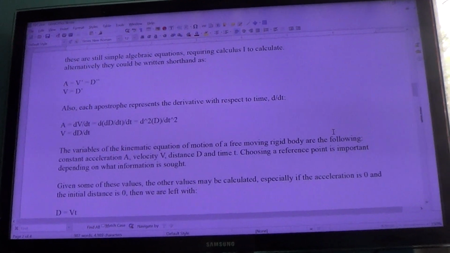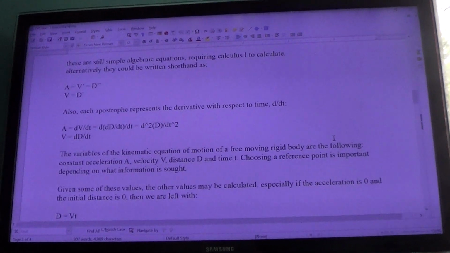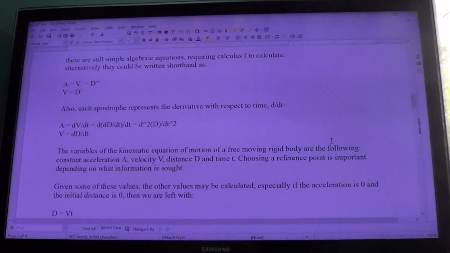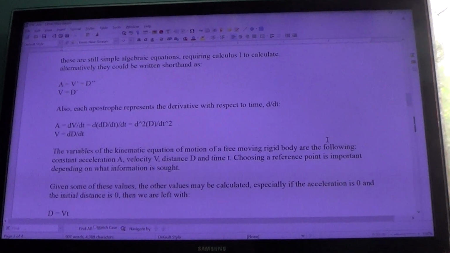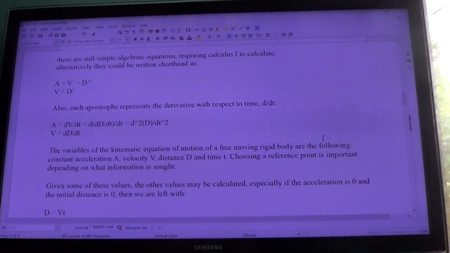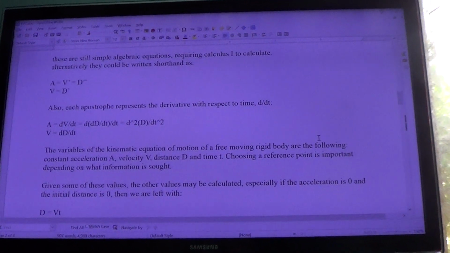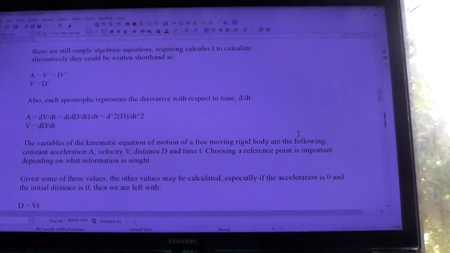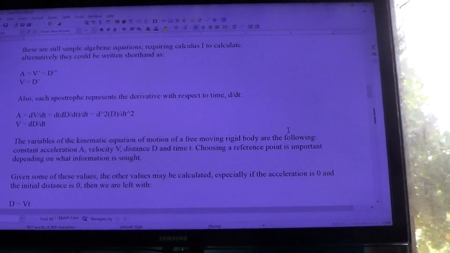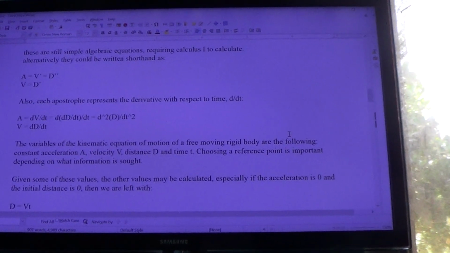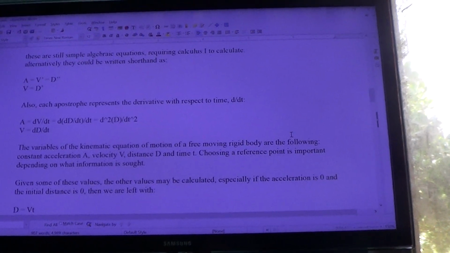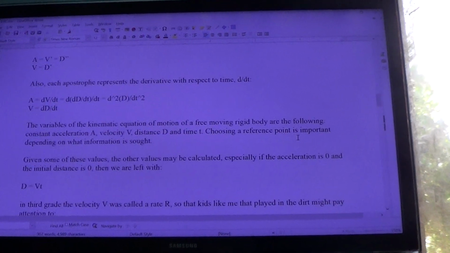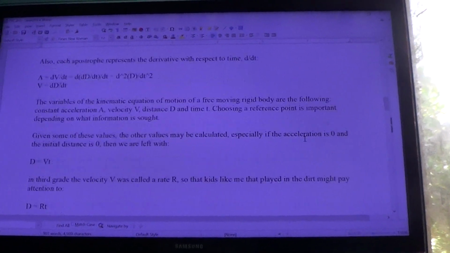The variables of the kinematic equation of motion of a free-moving rigid body are the following: constant acceleration a, velocity v, distance d, and time t. Choosing a reference point is important depending on what information is sought. Given some of these values, the other values may be calculated, especially if the acceleration is 0 and the initial distance is 0. Then we are left with d = vt.